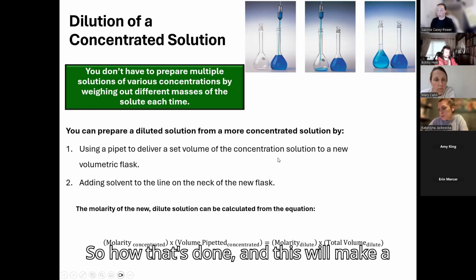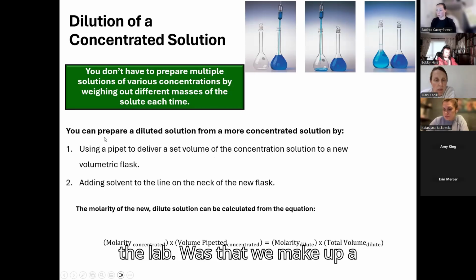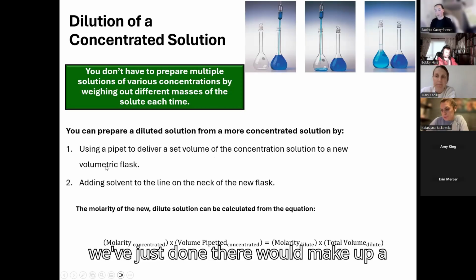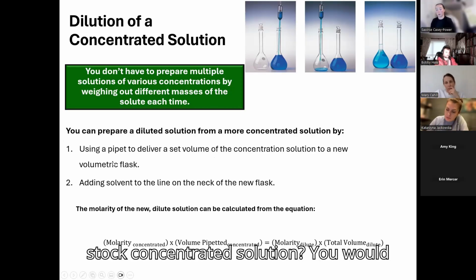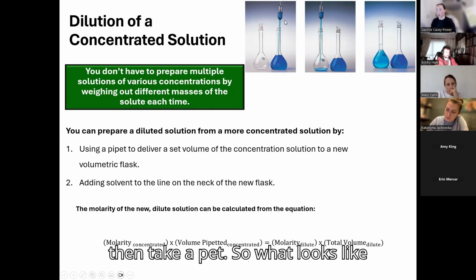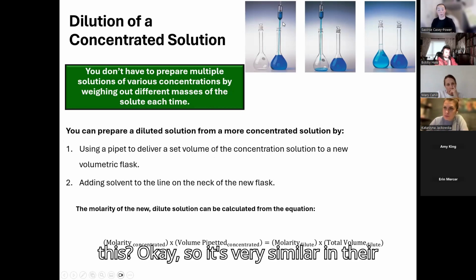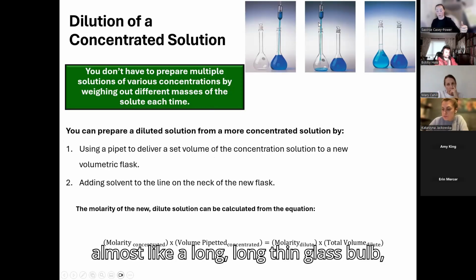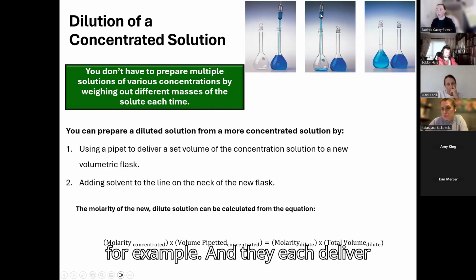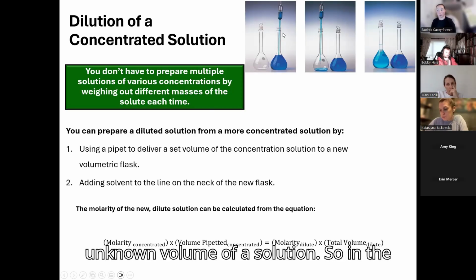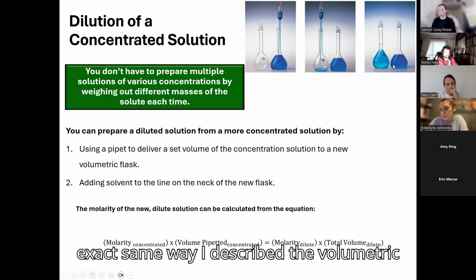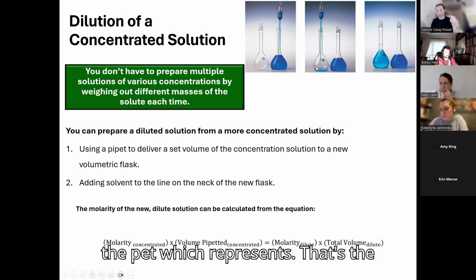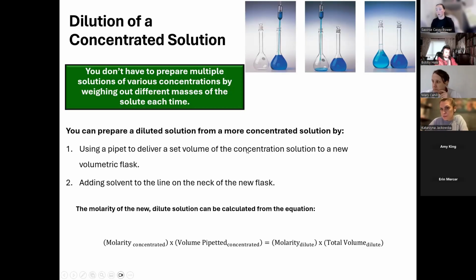How that's done, and this will make a lot more sense when we actually do it in the lab, is that we make up a solution very similar to the calculations we've just done. You'd make up a concentrated stock solution. You would then take a pipette. It's also volumetric glassware, almost like a long thin glass bulb. Each pipette delivers a known volume of a solution. In the exact same way as the volumetric flask, it has a line on the neck of the pipette, which represents the standard volume that it would deliver.